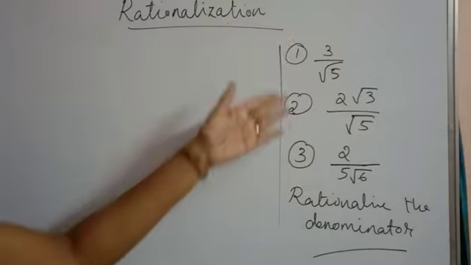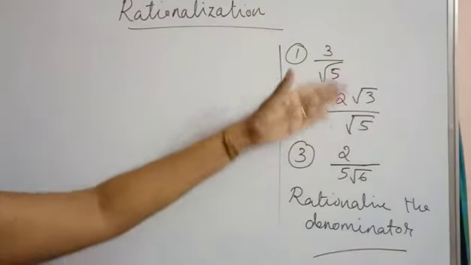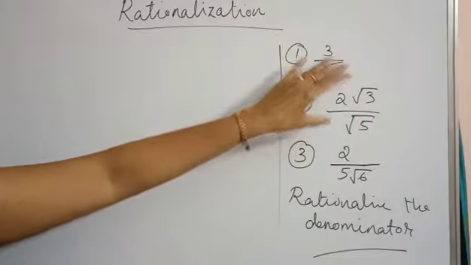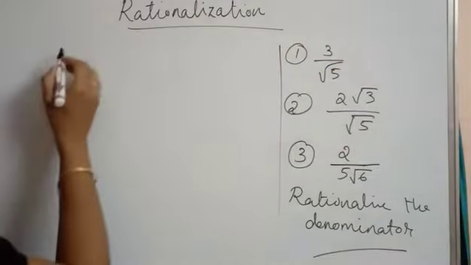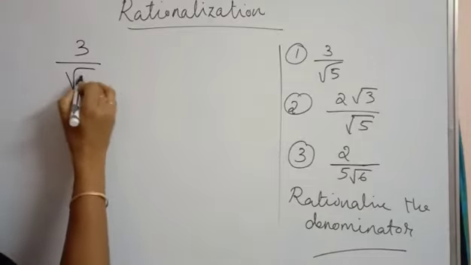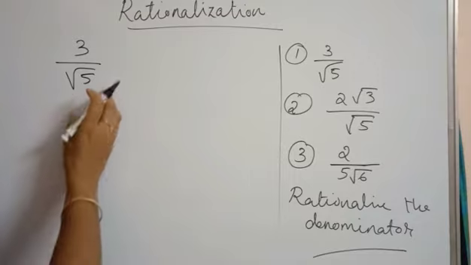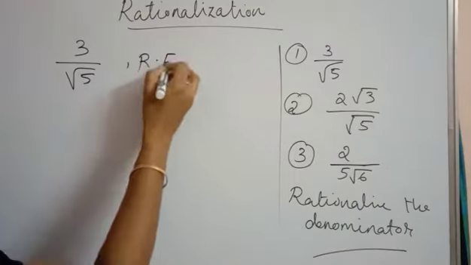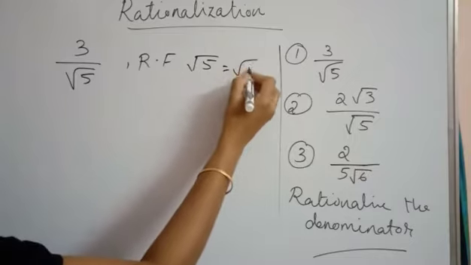Let's consider these three questions and rationalize the denominator. Here you are not going to rationalize the entire term. Here only rationalize the denominator. Let's consider the first question, 3 by square root of 5. So if you multiply the square root of 5 with the square root of 5 itself, that becomes a rational number. So the rationalizing factor of square root of 5 is square root of 5 itself.